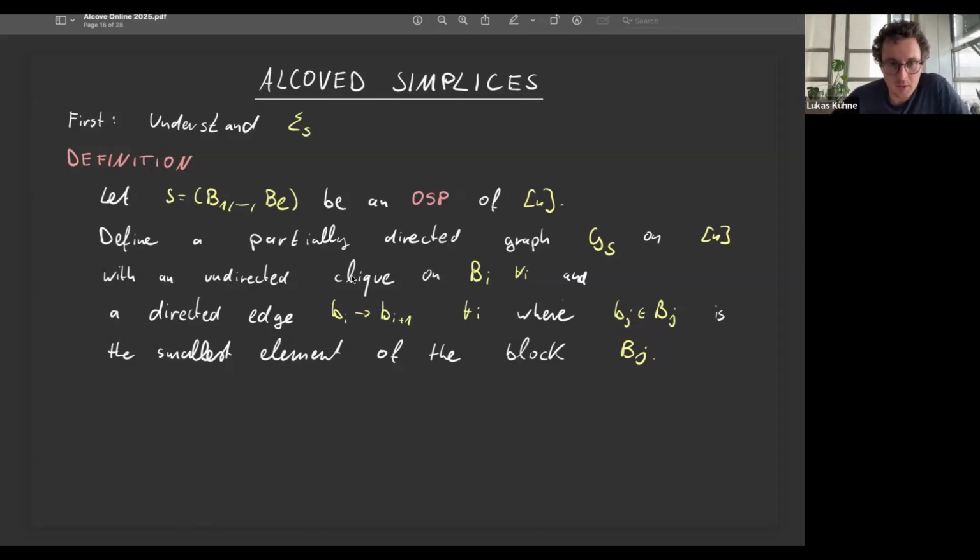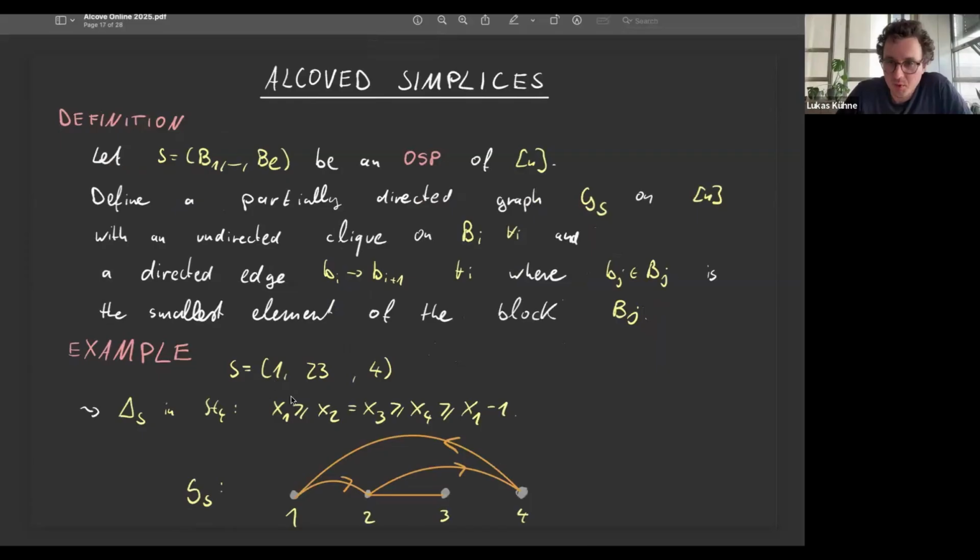So let's look at an example. Suppose I have the ordered set partition 1, 2 3, 4, so 2, 3 is one block. Then the inequality description is just as written here, where I just have x2 is equal to x3 because this is one block. And then the graph looks like this. So I have one clique here, just one edge, and then the directed edges are connecting the smallest elements of each block.